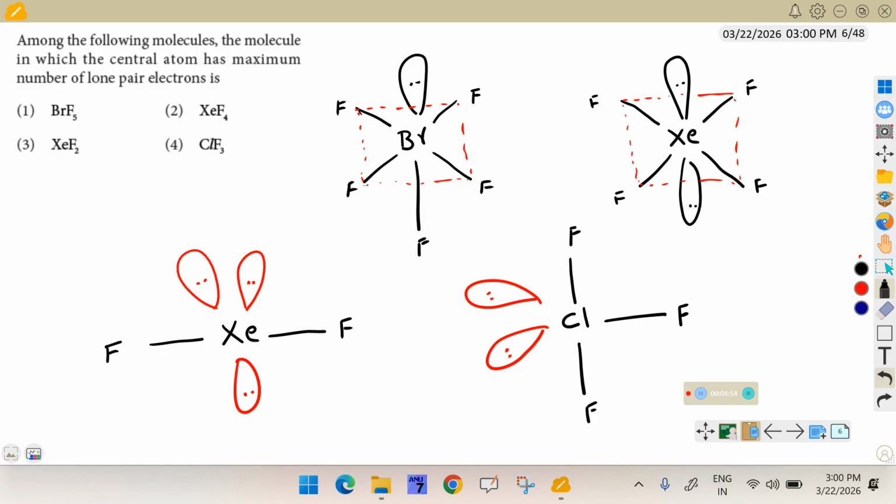Among the following molecules, the molecule in which the central atom has maximum number of lone pairs of electrons. According to the hybridization or structure, in BrF5 molecule, one lone pair is present. In XeF4, two lone pairs are present. In XeF2, three lone pairs are present. In ClF3, two lone pairs are present. The question is related to maximum number of lone pairs of electrons, so XeF2 is the correct answer.